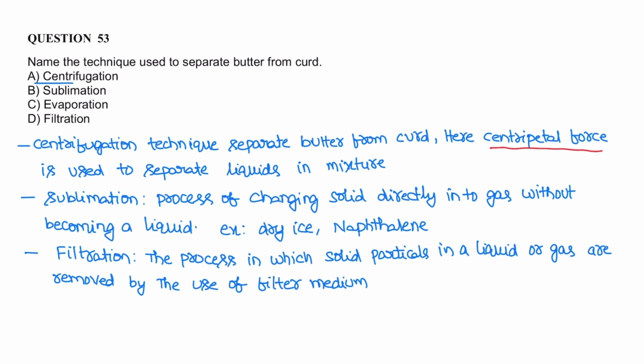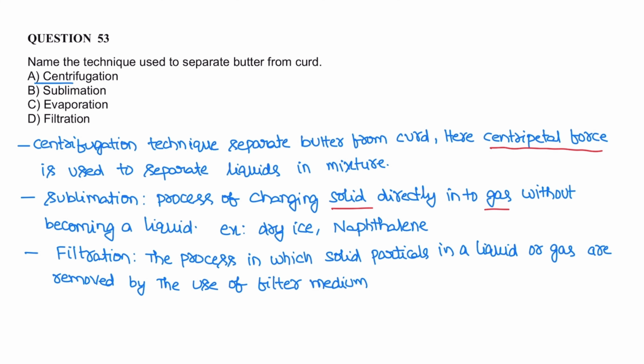Next, let us see option B, what is sublimation. Sublimation is a process of changing solid directly into gas without becoming a liquid. Examples are dry ice, naphthalene balls, camphor. These are examples of the sublimation process: solid to gas directly without becoming a liquid. Next is filtration. Filtration is a technique in which solid particles in a liquid or gas are removed by the use of a filter medium.